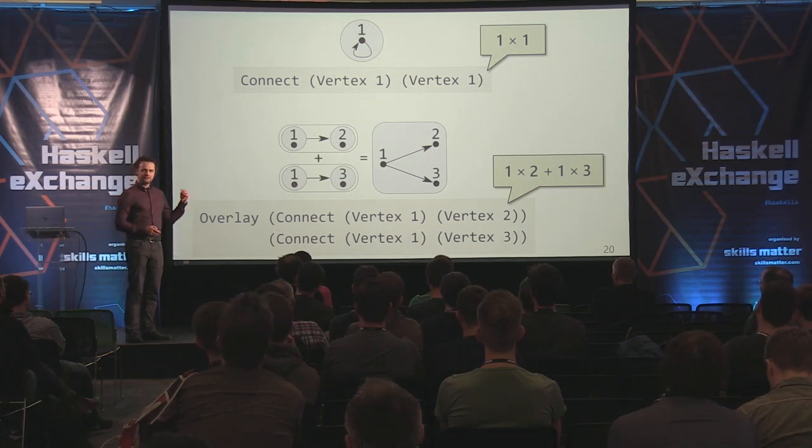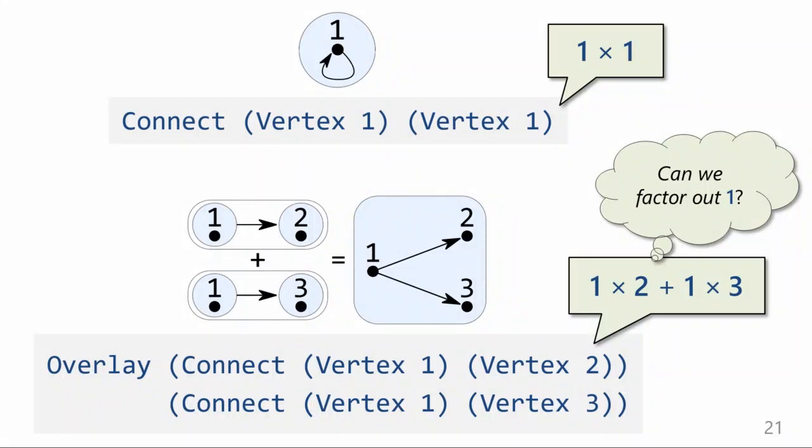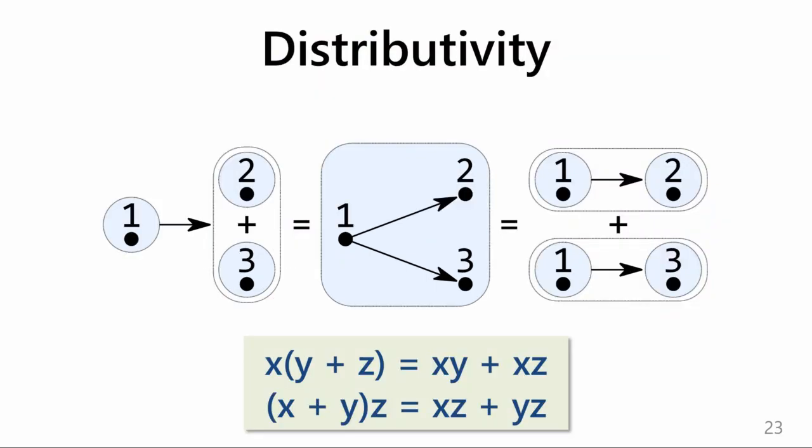And one of the first questions you will ask here is, can we factor out 1 in this expression on the left? This is a very familiar thing we do when we work with mathematical expressions. And yes, it turns out you can factor it out. Why this is the case is because you can obtain this graph in two possible ways. You can create two edges and overlay them and join on the common vertex. Or you can just connect a singleton graph 1 to an overlay of 2 and 3. And this will create two edges because we connect all vertices pairwise, right?